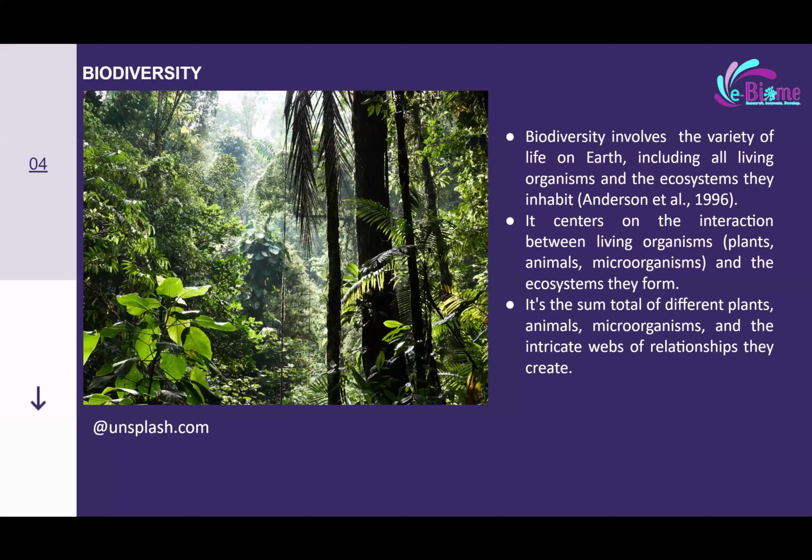So biodiversity involves life on Earth, and this includes all living organisms and the ecosystems they inhabit. It centers on the interaction between living organisms, as I explained earlier, that is plants, animals, and microorganisms, and the ecosystems that they form. So when we talk about biodiversity, it is a summation of all of these interactions, microorganisms, the higher animals, and the plants in the environment, how they interact with each other, and the effect or impact of these interactions between these living organisms as well as their environment.